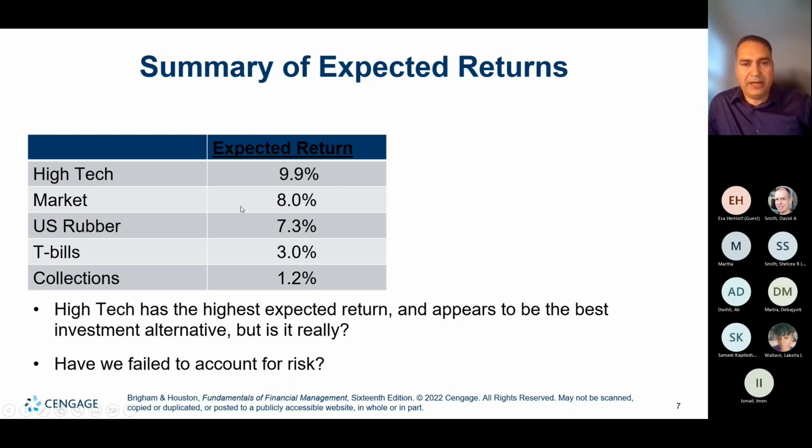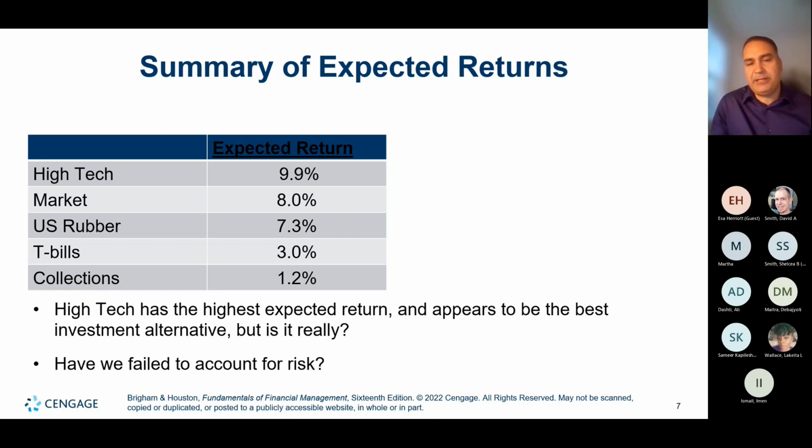The market's expected return is 8%, which is about 2% less than the high tech industry. But maybe when we look at the calculations later on, the risk that we take for the 8% is much less than the risk that we take for the 9.9%. So in that case, we'll have to decide which is a wise decision.